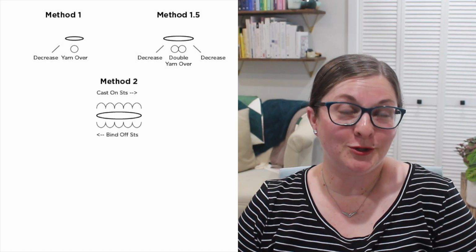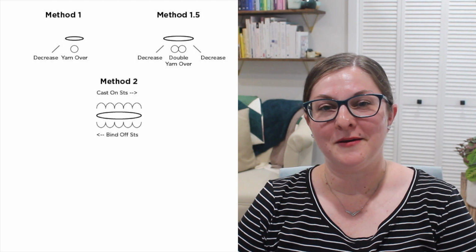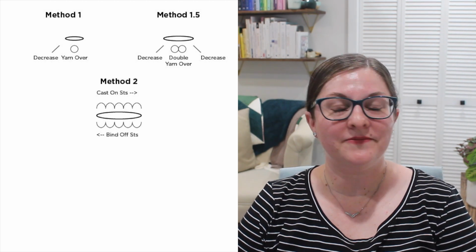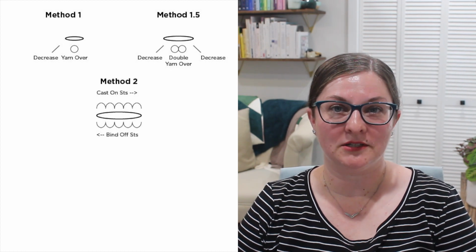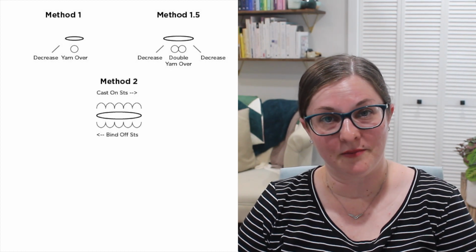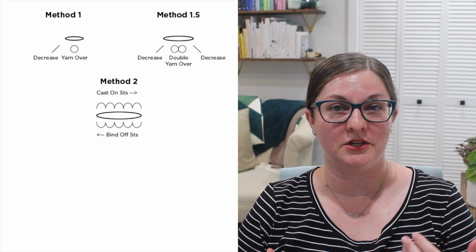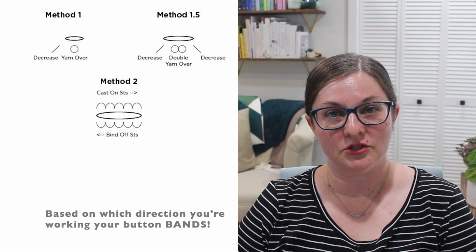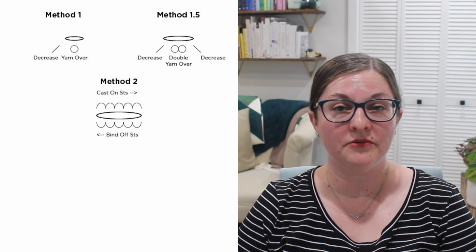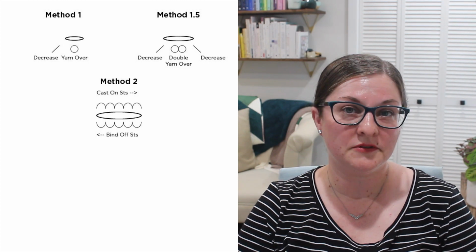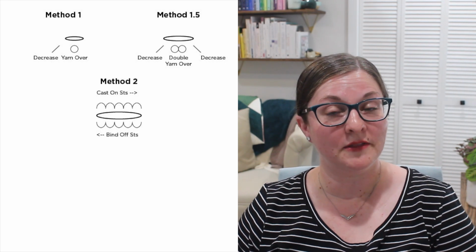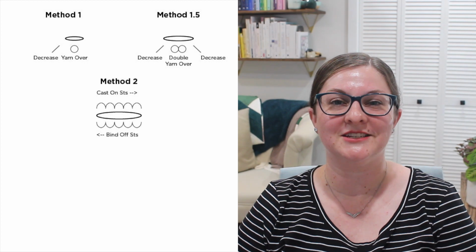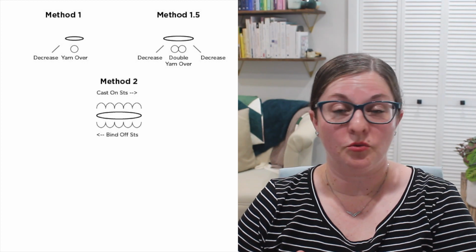So method 2, the full method, I think would be the 1 row buttonhole. This is very common and can be worked horizontally or vertically up your work, depending on which direction you are working your buttonholes. But basically the way this is constructed is over 1 row of knitting, you are binding off a number of stitches and then casting back on the same number of stitches on 1 row of work.